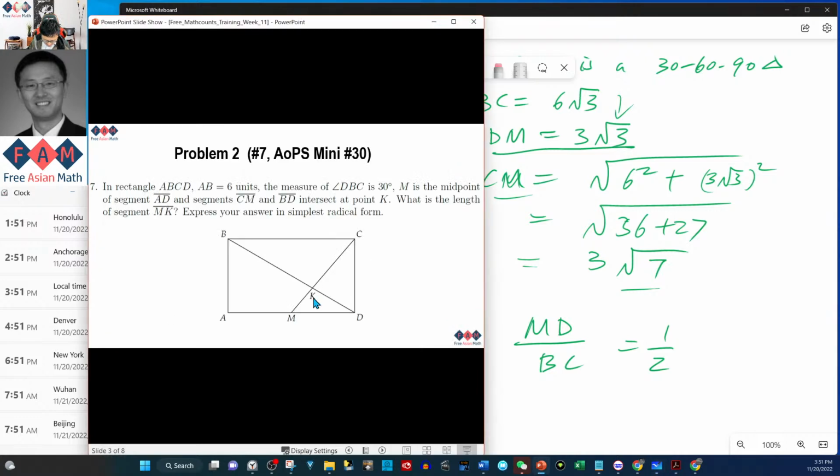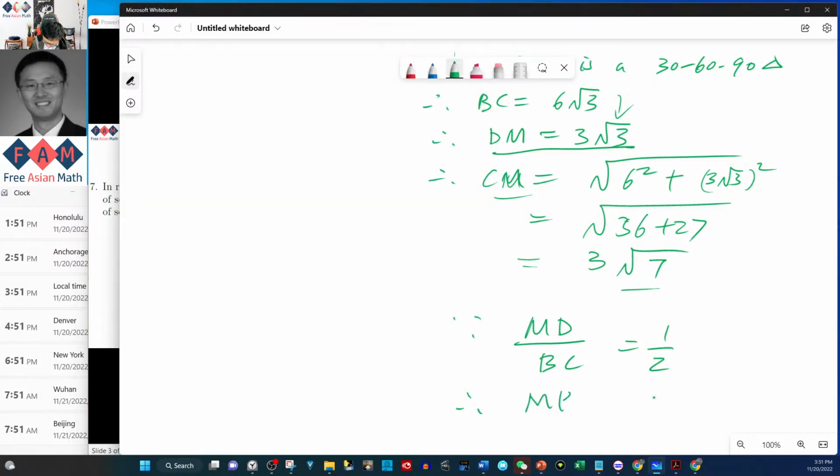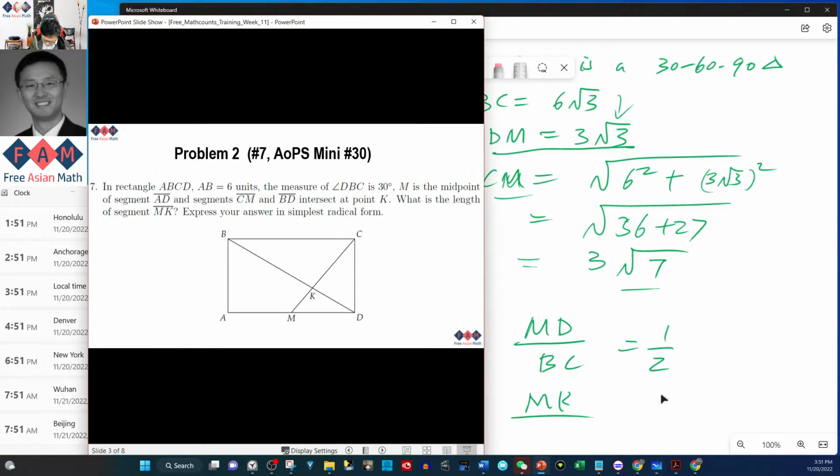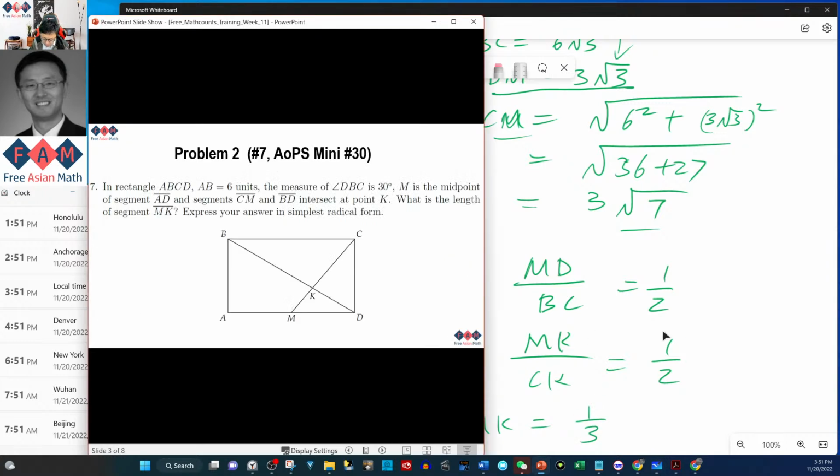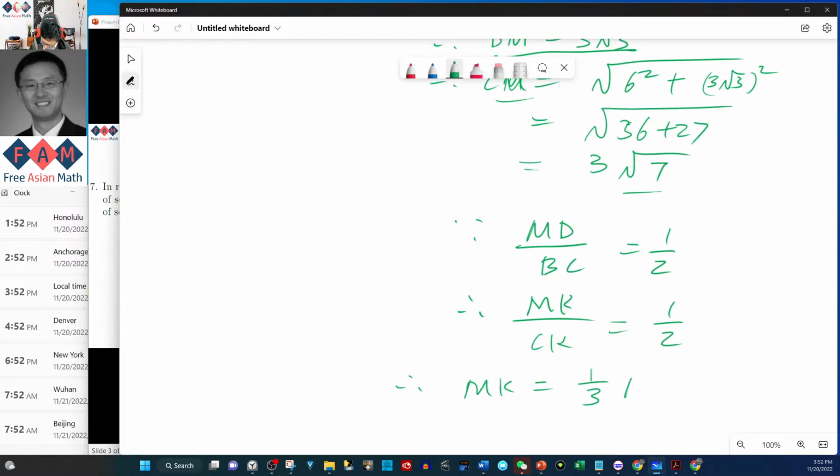Therefore, MK to CK is 1 to 2 as well. So that means that MK is just 1/3 of the total of MK and CK, right? This is 1 to 2, the total is 3. So the ratio between MK and MC is 1 to 3. But we just figured out MC is right here. Therefore, MK equals square root of 7.